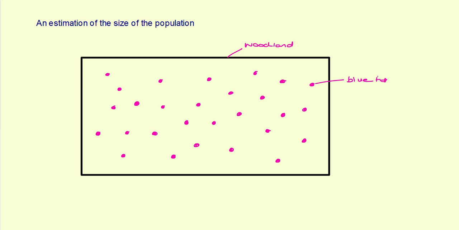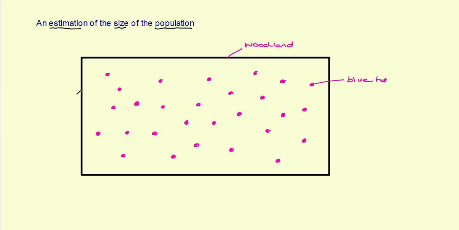We are unable to stand and count all of the blue tits because it would be physically impossible, because the birds are moving and all the rest of it. So we would use something called Peterson recapture to work out an estimate of the size of the population of blue tits. And this is how it works.